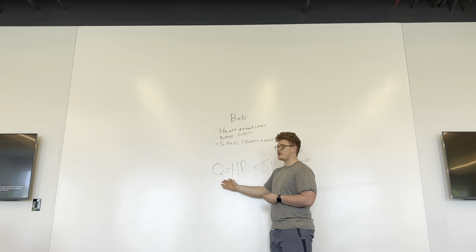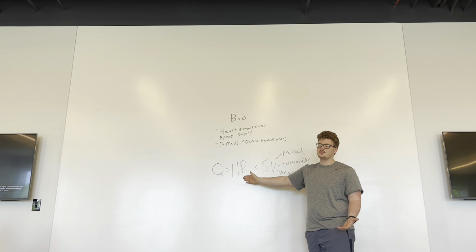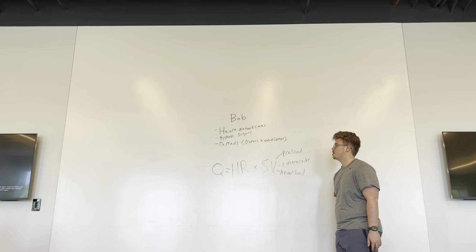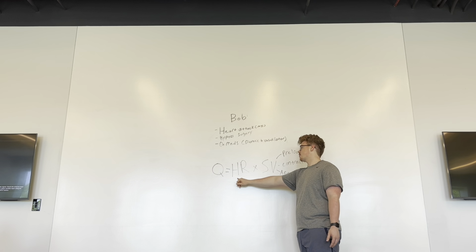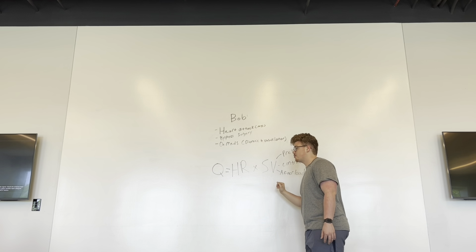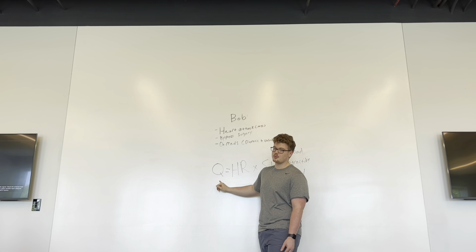So Q is going to equal cardiac output. HR is going to be heart rate. SV is our stroke volume. And basically anytime that SV increases while heart rate stays the same, heart rate increases while SV stays the same, or they both increase, we are going to have an increase in cardiac output.